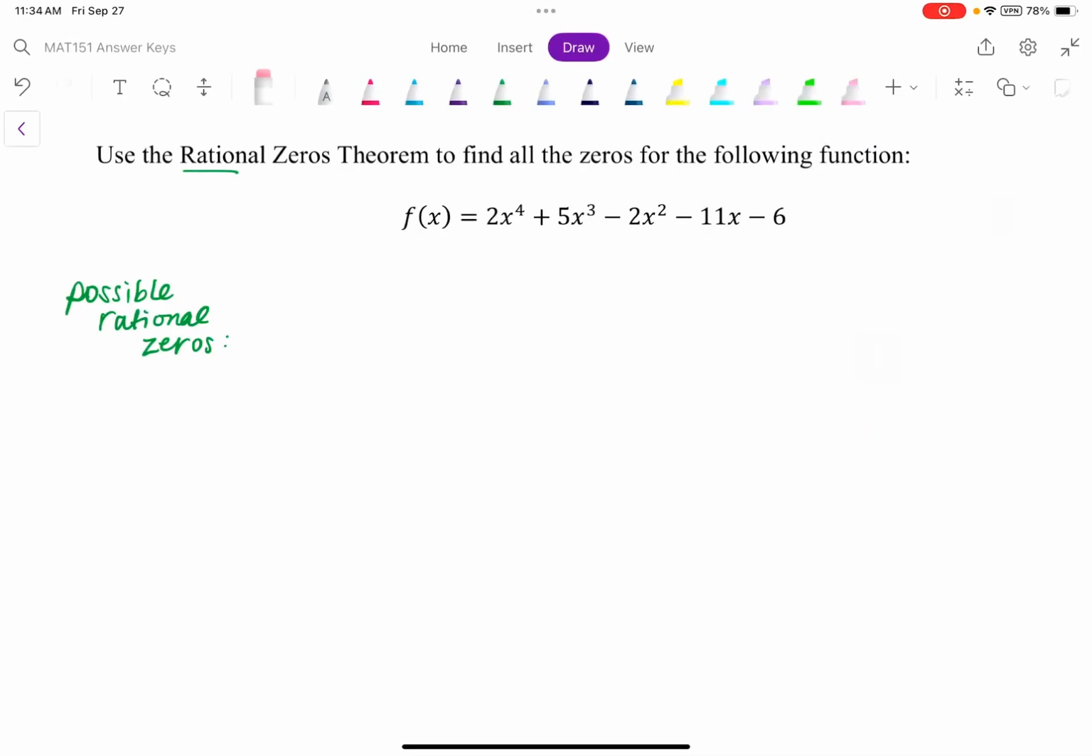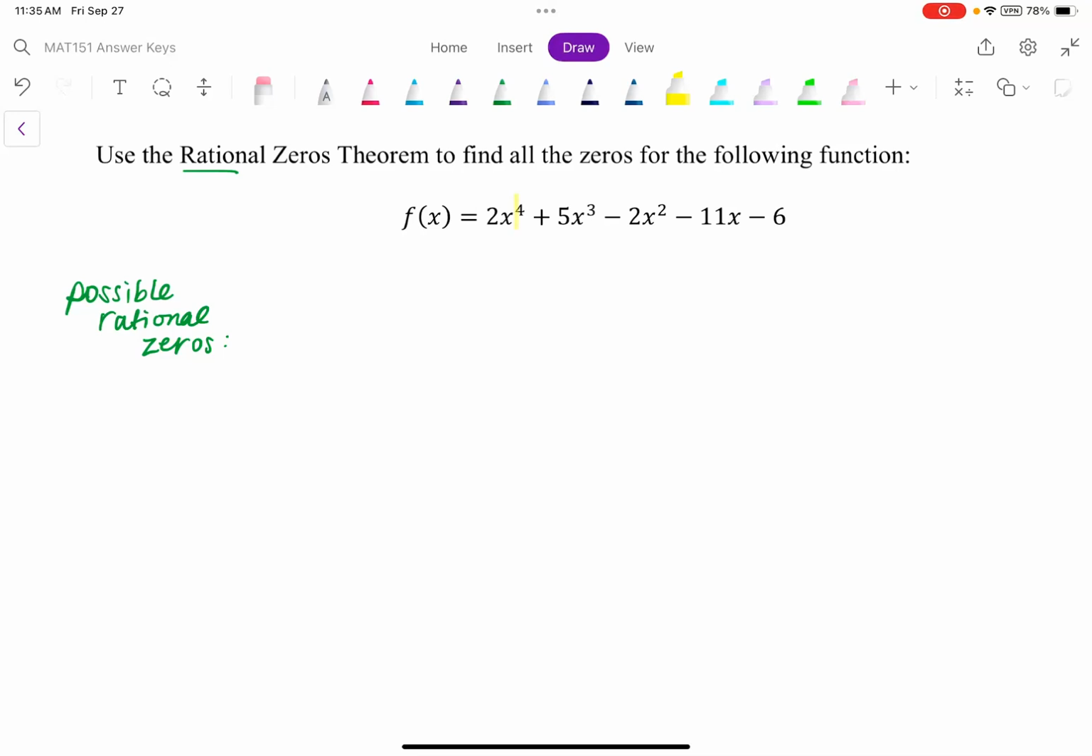In this video, we are going to use the rational zeros theorem to find all the zeros for the following function. And I'm going to demonstrate exactly how much work you need to show on paper and how much of this problem you can also do on your graphing calculator. I will also show you the keystrokes of exactly how to do what we need to do on the graphing calculator. So first, let's begin by looking at the degree.